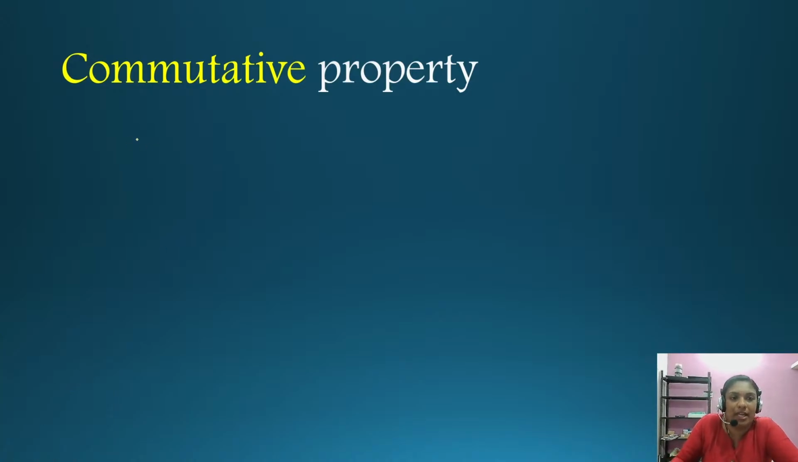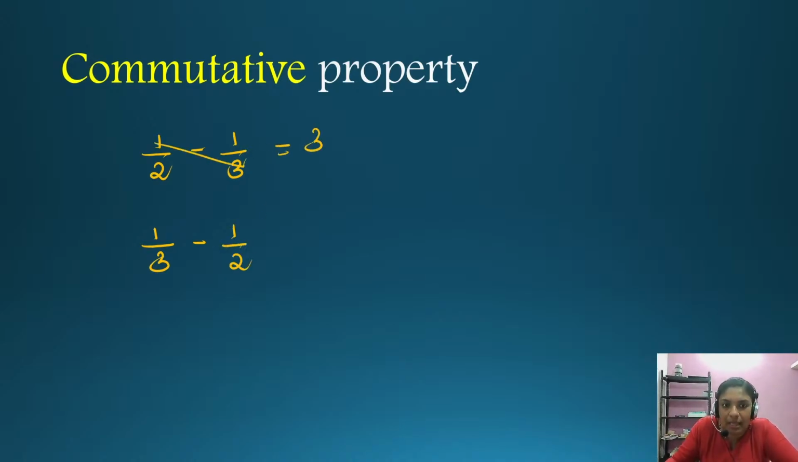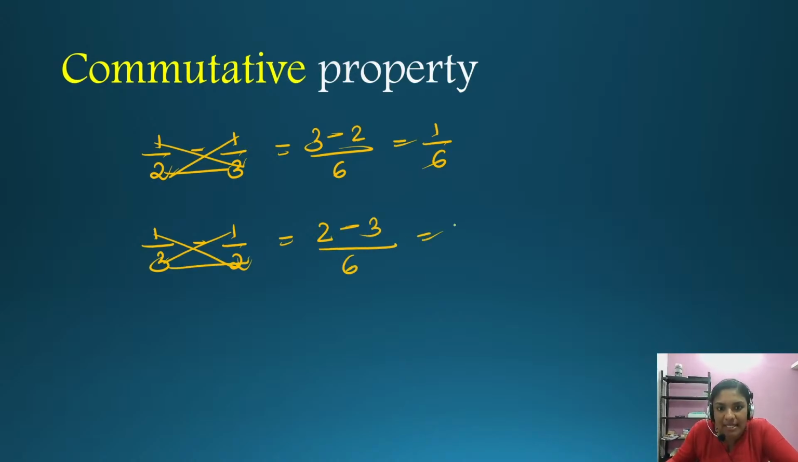Now let's check this for subtraction. 1 by 2 minus 1 by 3. Then the next one will be 1 by 3 minus 1 by 2. Let's do one by one. 1 3 is 3 minus 1 2 is 2 by 2 3s are 6. So the answer is 1 by 6. And in this case, 1 2 is 2 minus 1 3 is 3 by 3 2s are 6. So the answer is negative 1 by 6. See, one is positive 1 by 6 and the other is negative 1 by 6. So what does it mean? Subtraction of rational numbers doesn't satisfy the commutative property.